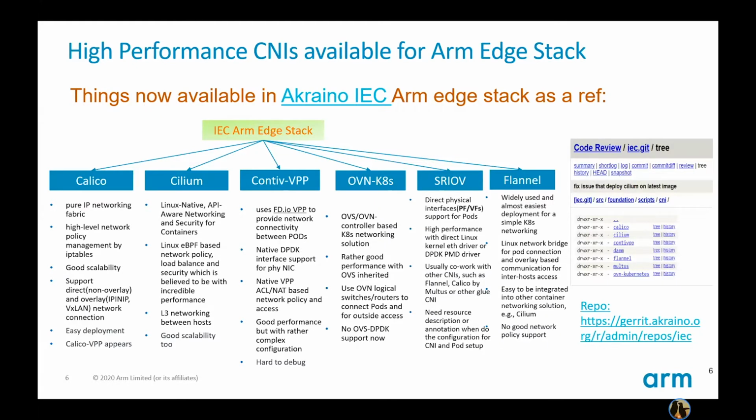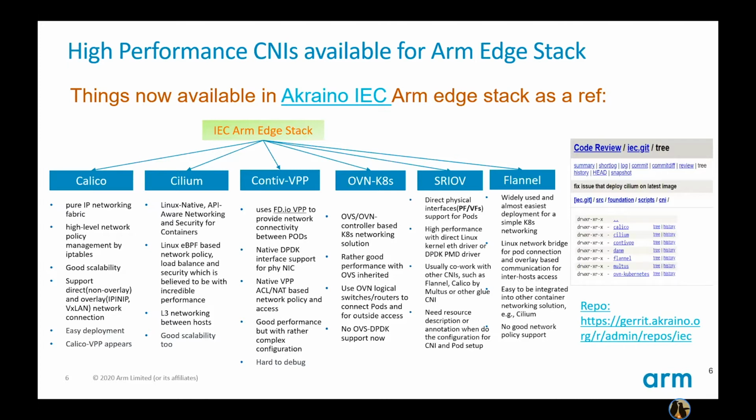You may be interested in what we have enabled on the ARM platform for the CNIs. Actually, we have enabled the following ones on the ARM platform and integrated them into the Arm edge stack as a reference. The first one is Calico, and the second one is Cilium, then Contiv VPP, OVN Kubernetes, SR-IOV CNI, and Flannel. We have listed the features of each one.